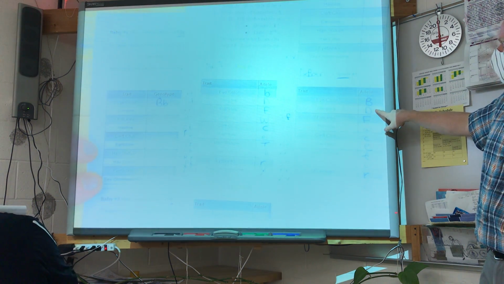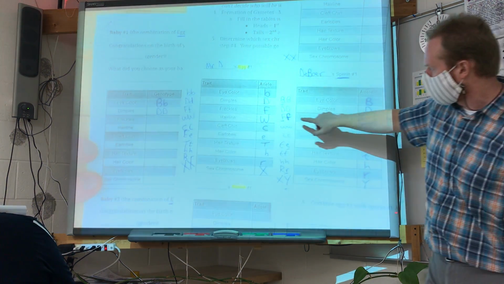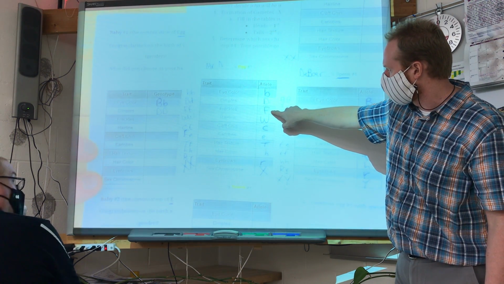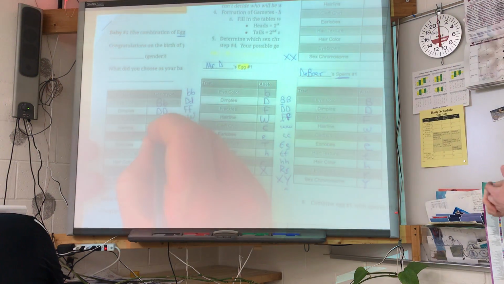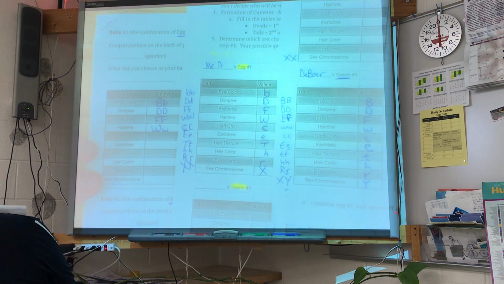Our baby is going to have a big D for dimples. Our baby is going to have a big F. Is that another big F, Mr. DeBoer? I think so, right? Yeah. Big F, big F. Our hairline is going to be a big W, little W. We're going to genetically combine our information. Now, that's the idea, we're making a beautiful child.